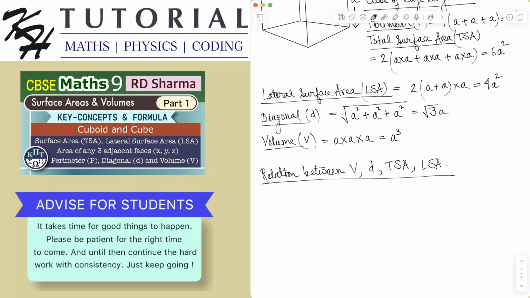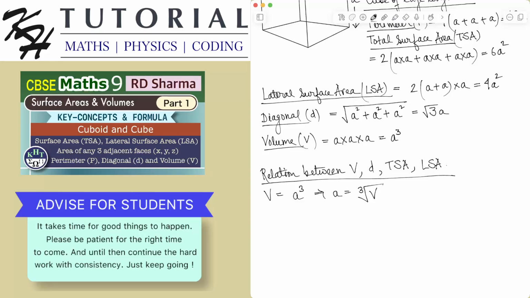I will start from the volume. Volume is equal to A cube. This implies that A is equal to cube root of V. So from the volume you can find the side length or edge length of a cube.